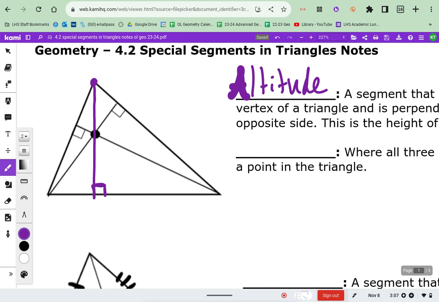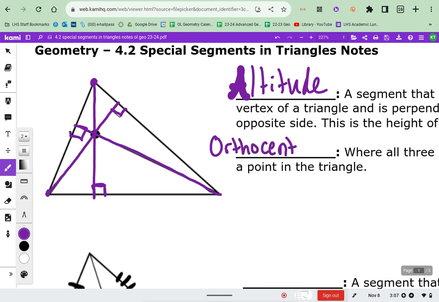In this triangle, there are 3 of them drawn in. Each one starts at a vertex and goes towards the opposite side so that it's perpendicular to that side. So vertex, towards the other side, perpendicular to that side. All 3 of your altitudes cross in the same spot, and that point where they all cross together is called the orthocenter.